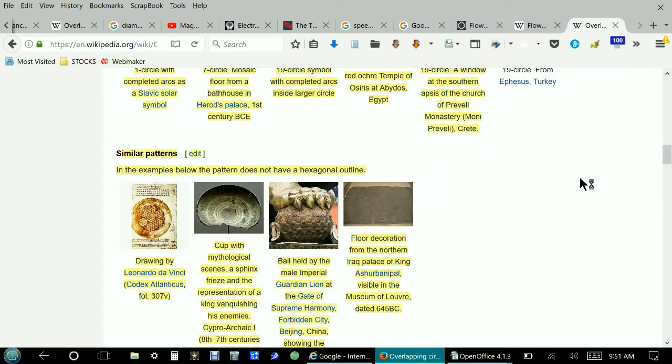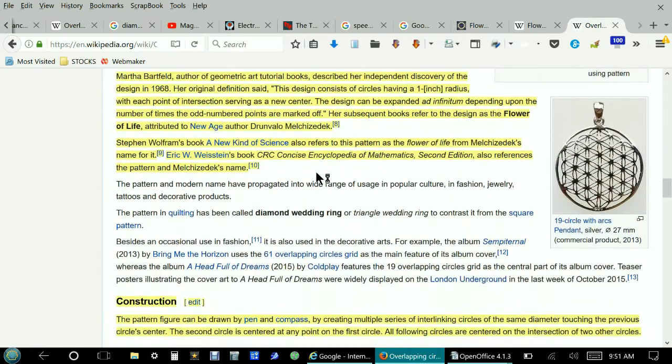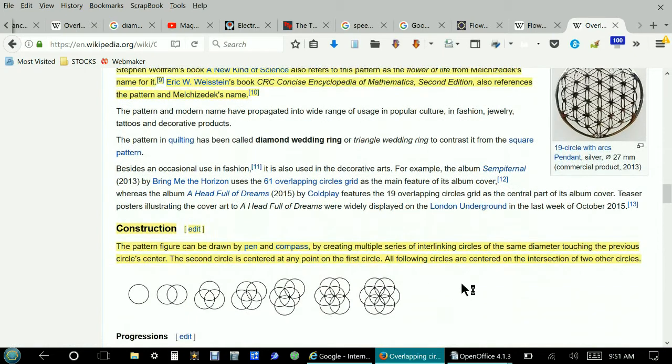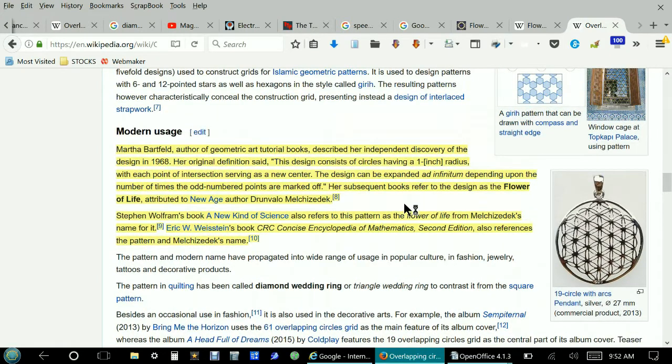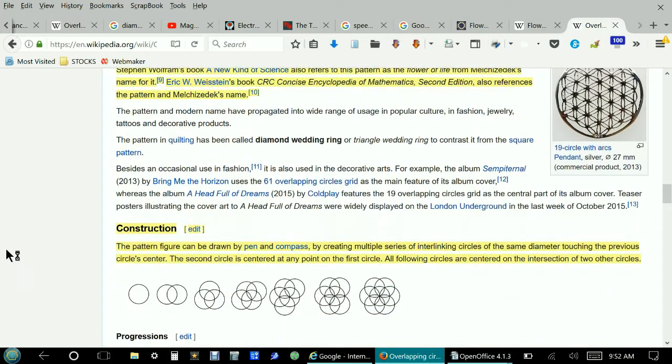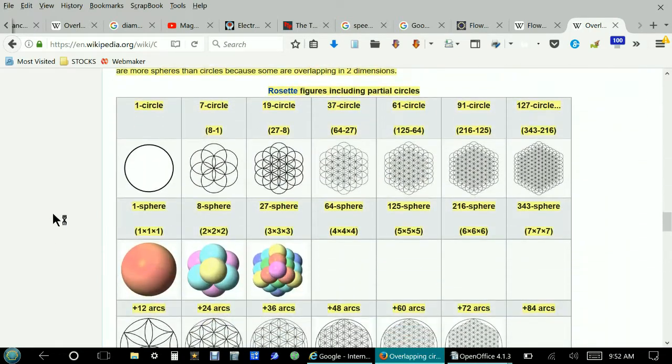Okay, similar patterns, it goes all the way through here. And then the modern usage is what we call the flower of life. And they do mention in here that, let's see, Drunvalo Melchizedek popularized this flower of life. And so that made it new agey of sorts. But it simply occurs in every ancient civilization.